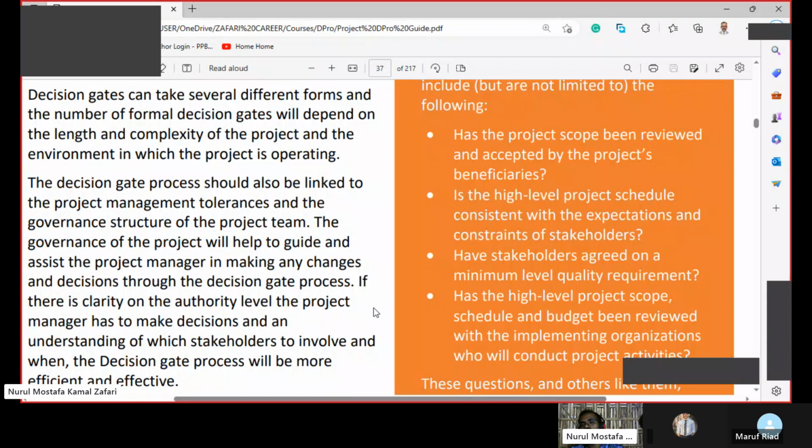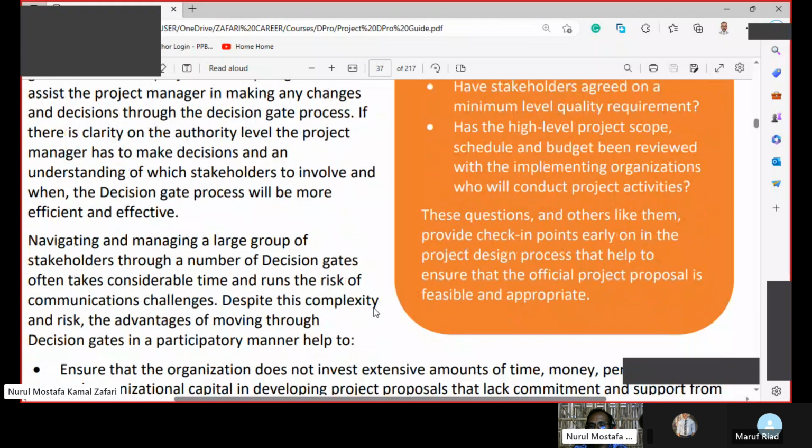Has the project scope been reviewed and accepted by the project's beneficiaries? Is the high-level project schedule consistent with the expectations and constraints of the stakeholders? Have stakeholders agreed on a minimum level of quality requirement? Has the high-level project scope, schedule, and budget been reviewed with the implementing organizations who will conduct project activities? These questions and others like them provide check-in points early on in the project design process that help to ensure that the official project proposal is feasible and appropriate.